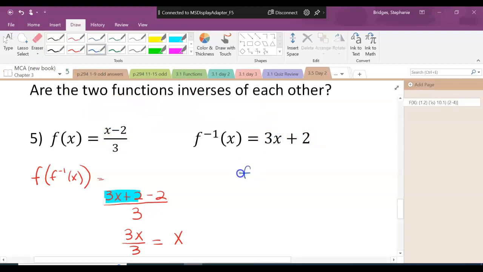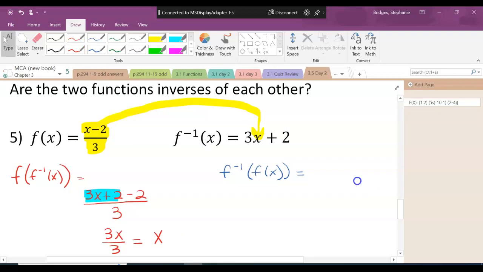So this time, I'm going to do f inverse of f of x, which means I'm going to take this entire thing and put it in place of x here. So my f inverse function is 3, but then instead of x, I'm putting that entire fraction. So I'm going to put x minus 2 divided by 3, and then plus 2. Does everybody see what I did? Took the x out of the inverse, put in the original function.